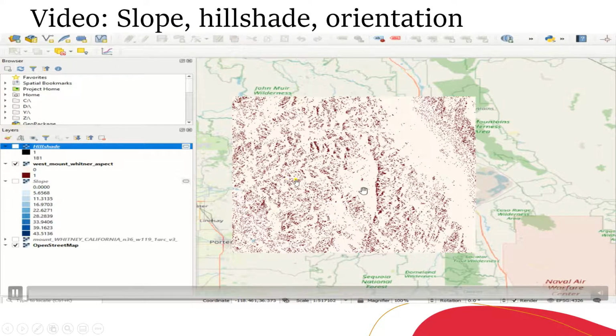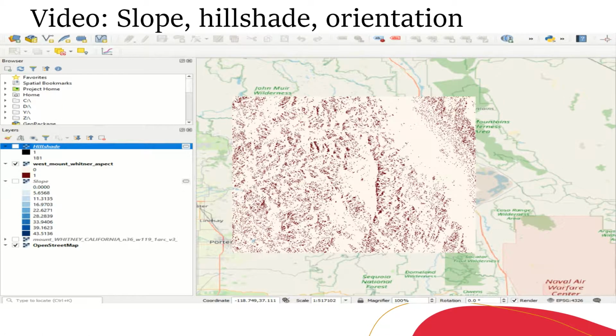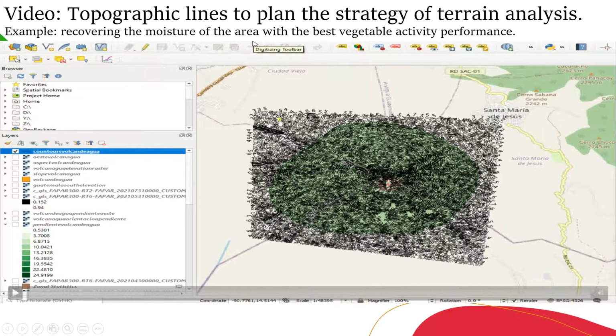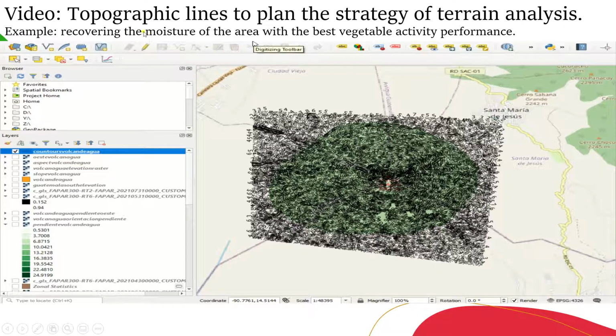Okay, so the next topic that we are going to explain is how to get the topographic lines to plan the strategy of the rain analysis. For example, we have to know the topography and the contour lines for the region, because we want to plan a region where the moisture of the area is recovering with the best vegetation activity performance.